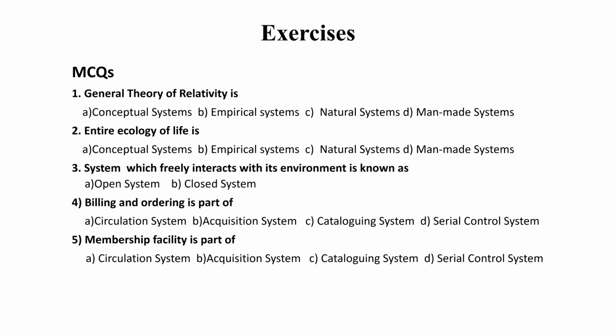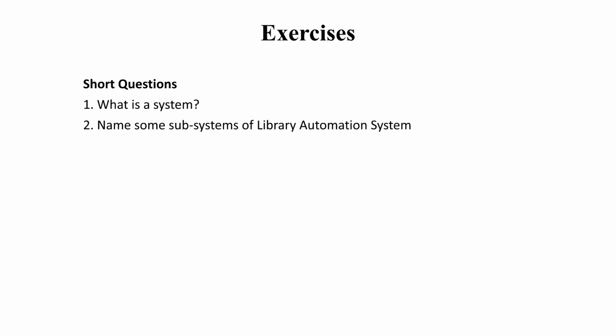Now what are the short questions that we can discuss? What is a system? That we already know. A system comprises many subsystems which are interdependent, and if one of them is affected, the whole system will be affected. Name some subsystems of library automation system. That I have already discussed.